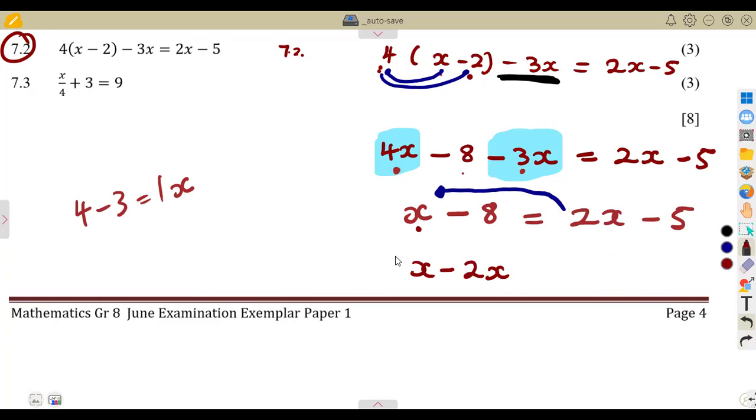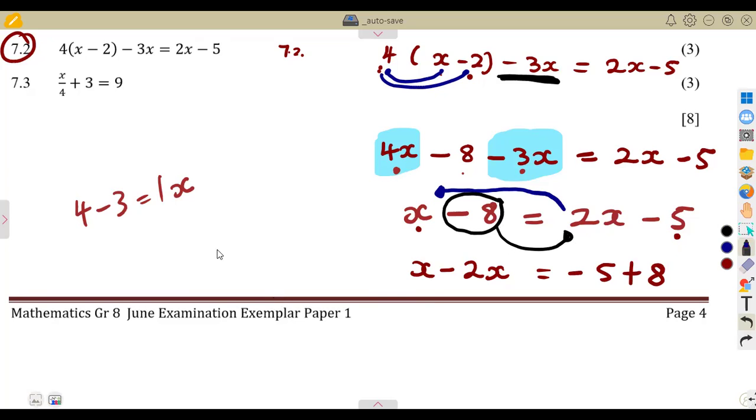So it's x, which was already on the left-hand side. Then you subtract the 2x. So also, you must take the minus 8 to the other side of the equation. The moment it jumps the equal sign, it changes also its sign. So we are going to write the minus 5, which was already on the right-hand side. So the minus 8, it jumped the equal sign. It is going to be a plus 8. It must change its sign.